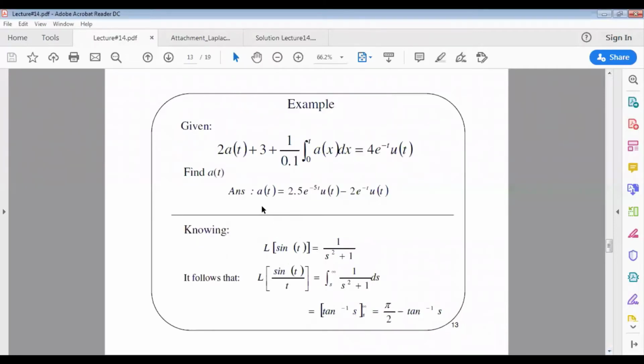We are given this equation, where we have 2a(t) plus 3 plus 1 divided by 0.1 times the integration from 0 to t of a(x) dx equals 4 e to the negative t of u(t). We are requested to find a(t). In order to solve this question, we first have to transform this equation into a Laplace transform. Let's have a look at the solution of this example.